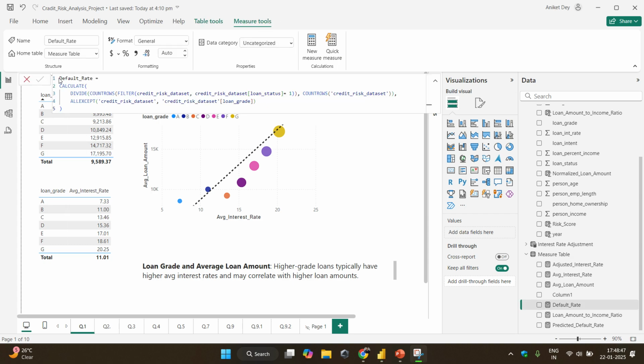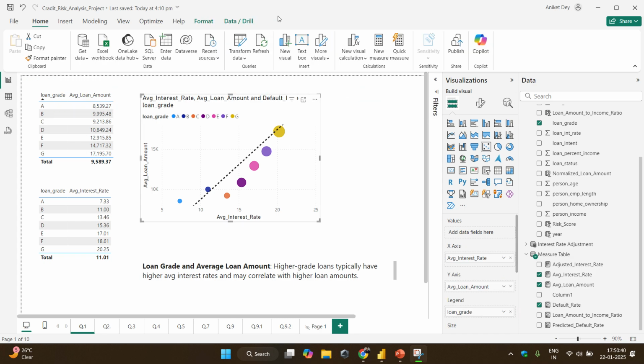Next I have calculated the default rate using calculate, divide, count rows and all except. The calculate function here is calculating the division of the count of all the rows that have loan status equal to 1 divided by the count of all the rows of the credit risk dataset, for each and every loan grade of the credit risk dataset.